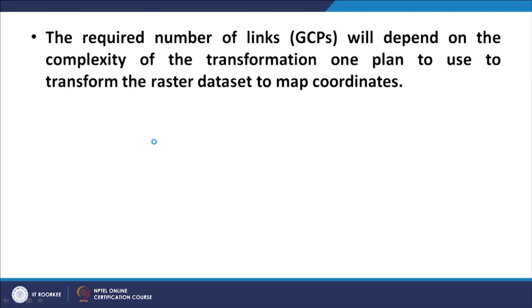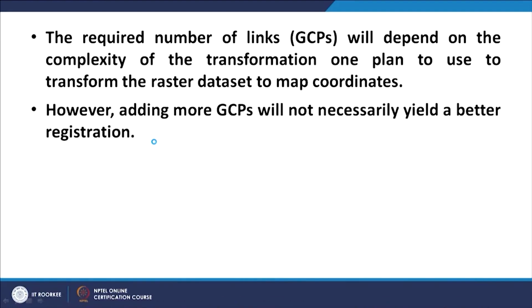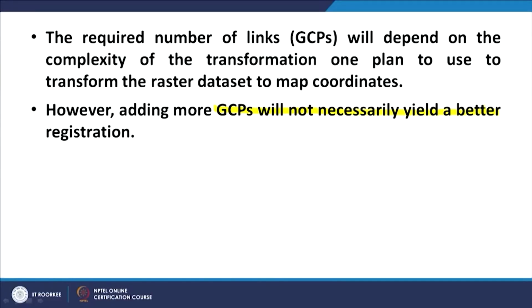Now, of course, the requirement of GCPs will depend on the complexity of the transformation, or the order of the polynomial, and how your image is. Some drone images may be suffering from a lot of distortions, and therefore one has to be very careful with those. Most of the satellite images, as I have said, would be corrected to a large extent using just a third order polynomial. So, adding more GCPs will not necessarily yield a better result.